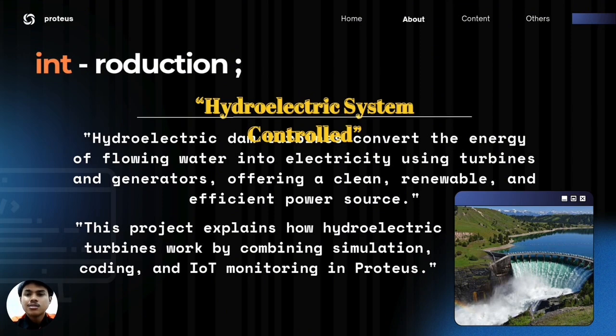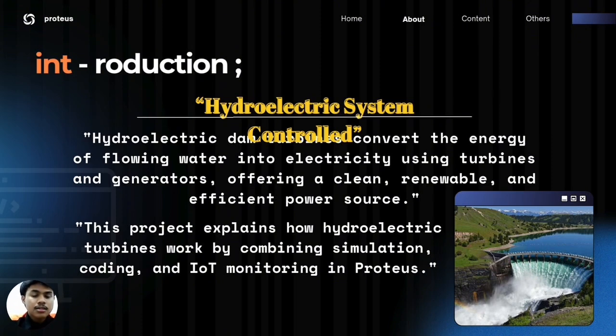Basically, hydroelectric power takes advantage of gravity and the natural flow of water to spin turbines, which are connected to generators. The generators then produce electricity, making it one of the most sustainable and environmentally friendly sources of energy available today. Unlike fossil fuels, hydroelectric systems do not emit greenhouse gases during operation and can provide a constant energy supply, especially in regions with stable water sources.